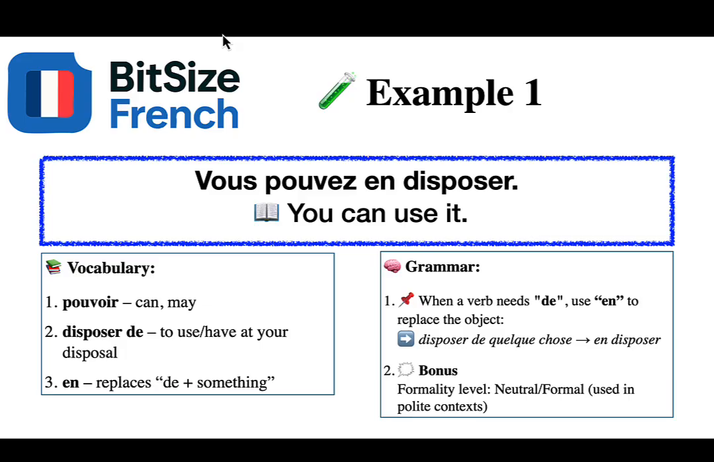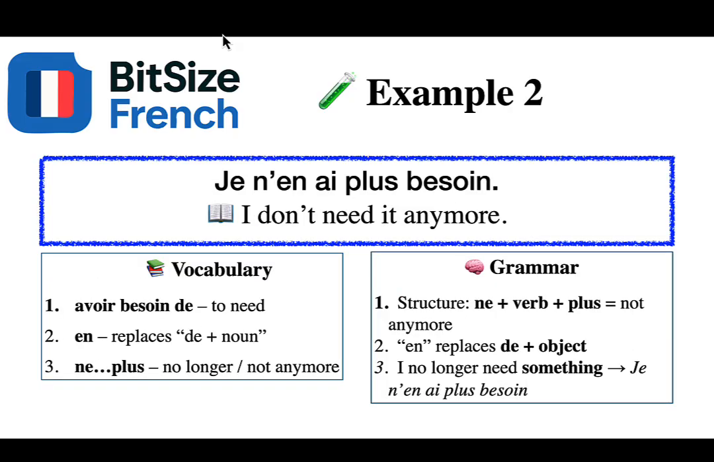The formality level of disposer is neutral to formal, and it's often used in polite contexts. So that's the first example. Vous pouvez en disposer. The second example is je n'en ai plus besoin. I don't need it anymore.